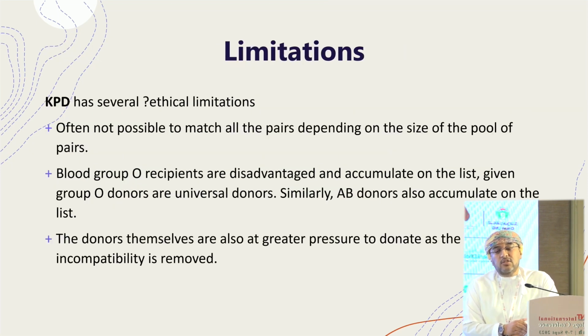So what are the limitations of KPD? There are several. As I stated earlier, there are some ethical limitations, concerns actually, I might say, but often it is not possible to match all pairs depending on the size of the pool. And that's a problem. The patients who are blood group O recipients are at a disadvantage because they accumulate in the list, because they are the universal donors. Similarly, in comparison, the AB donors are accumulating in the list.